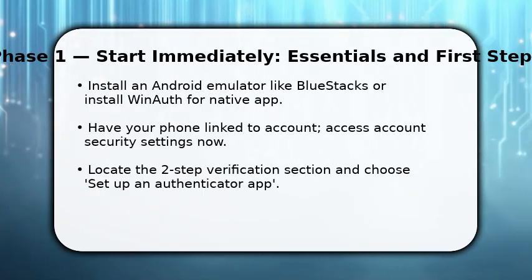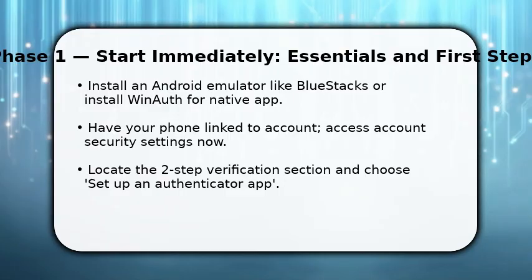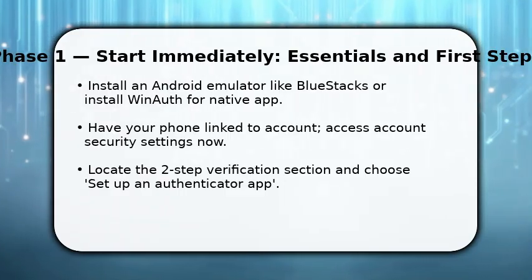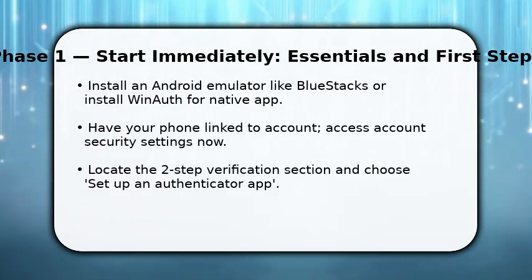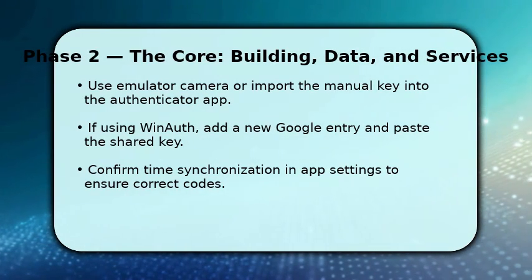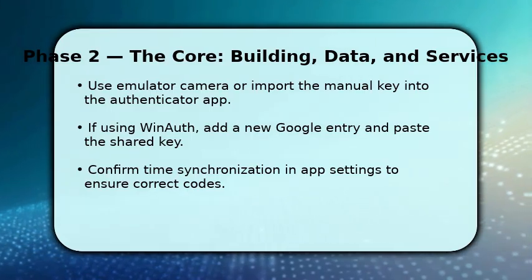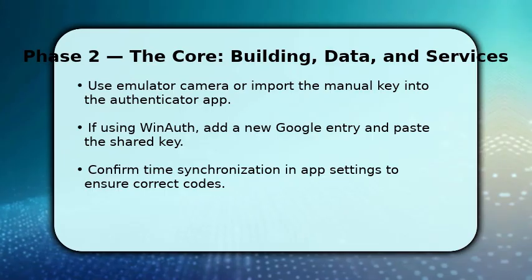The site will show a QR code or a manual key. Make sure to keep the phone available and, if using an emulator, enable camera pass-through or copy the code text to your emulator clipboard. Now you scan the QR code with the Authenticator running in the emulator, or enter the provided secret key manually into WinAuth or the emulator's Authenticator app.